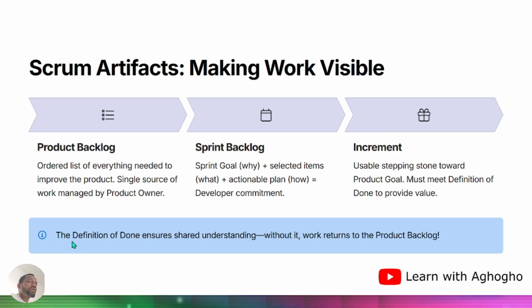let's quickly define here. The definition of done ensures shared understanding. Without it, work returns to the product backlog. So if the stakeholder is not satisfied with the definition of done, the stories are returned back to the product backlog. Okay.